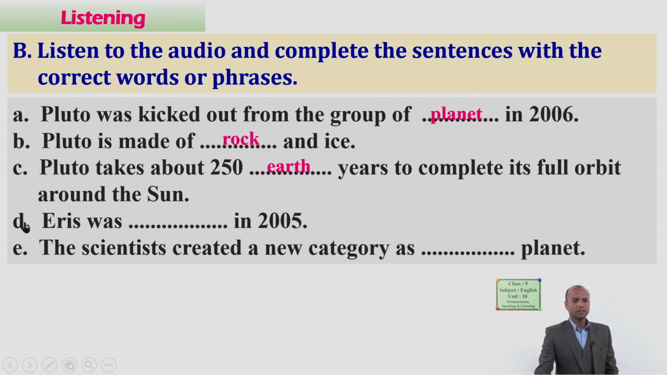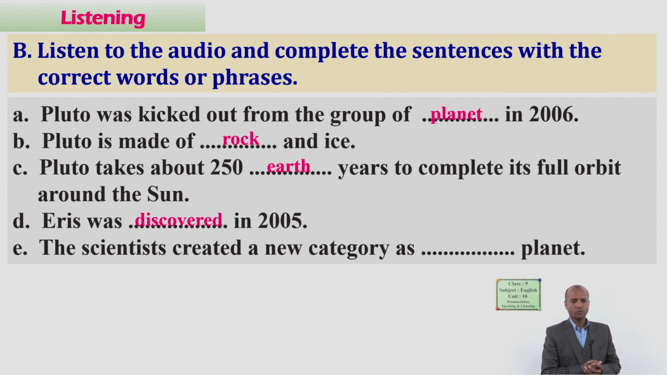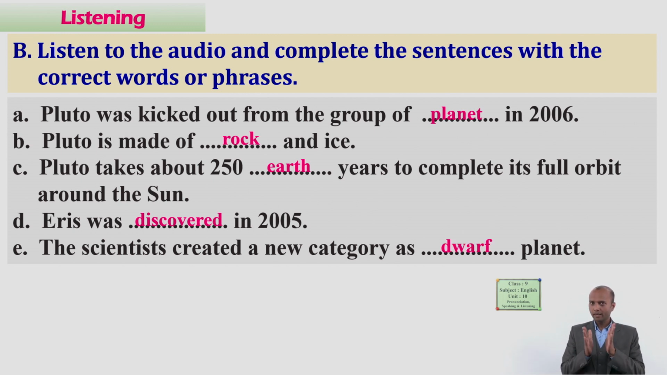Next exercise, D. Eris was ... in 2005. What have you written there? Well done, dear students. Discover. And the last one is E. The scientists created a new category as ... planet. What answer have you written? Very good. So what's the spelling? Yes, DWARF, dwarf. Thank you, dear students.